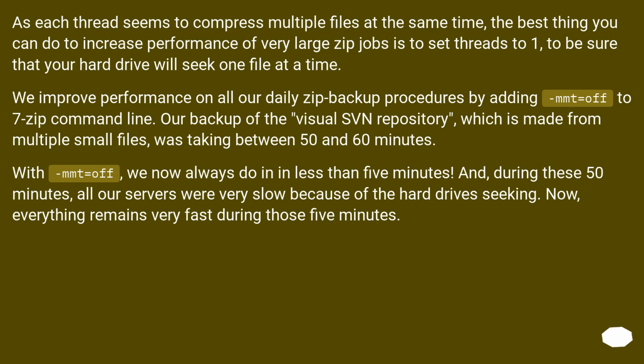We improve performance on all our daily zip backup procedures by adding mmt=off to the 7-Zip command line. Our backup of the Visual SVN repository, which is made from multiple small files, was taking between 50 and 60 minutes. With mmt=off, we now always do it in less than 5 minutes. And, during these 50 minutes, all our servers were very slow because of the hard drive seeking. Now, everything remains very fast during those 5 minutes.